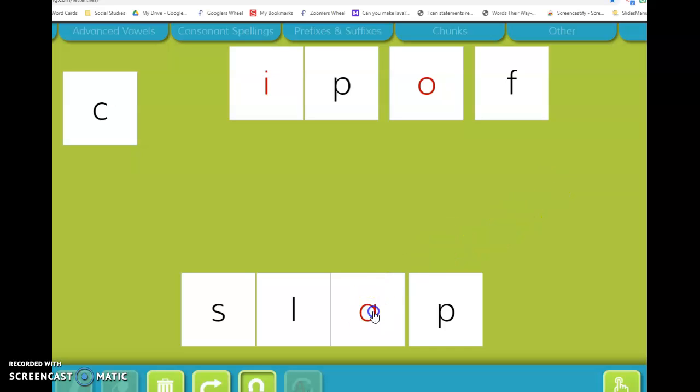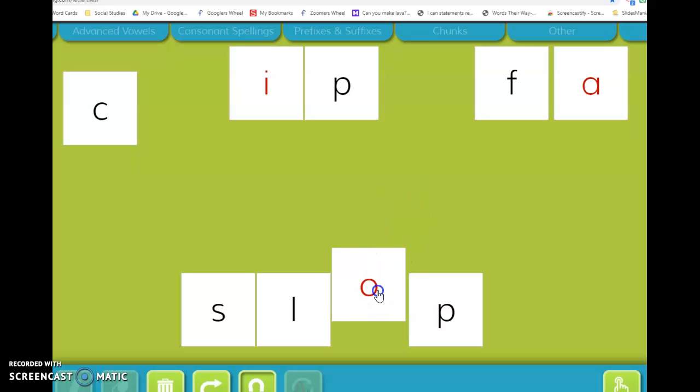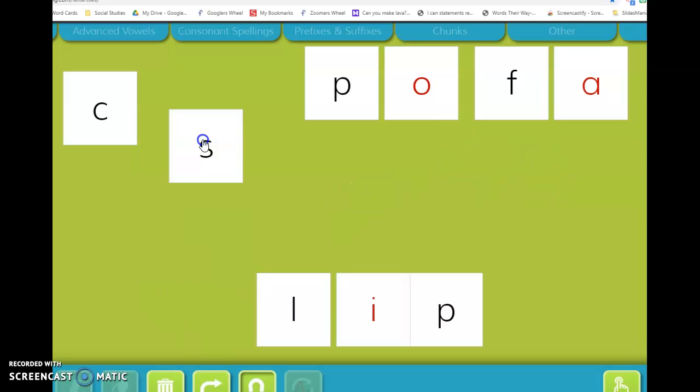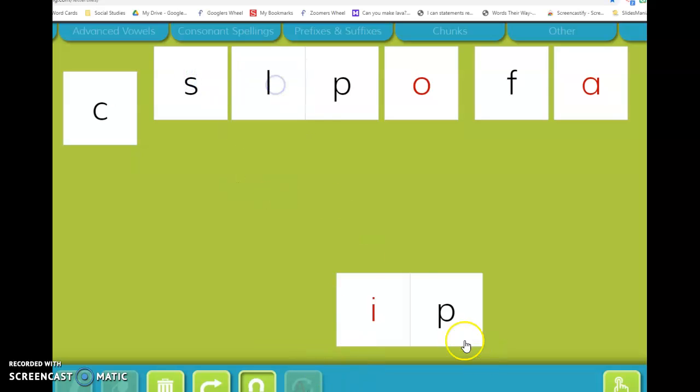Bring up your A, bring down your O in its place. Whoops. Go ahead and try to read the word. And last one, bring up your O, bring down your I in its place. Woo! We finished the first round of word building. So bring your letters back up. So reset your letters all back up at the top.